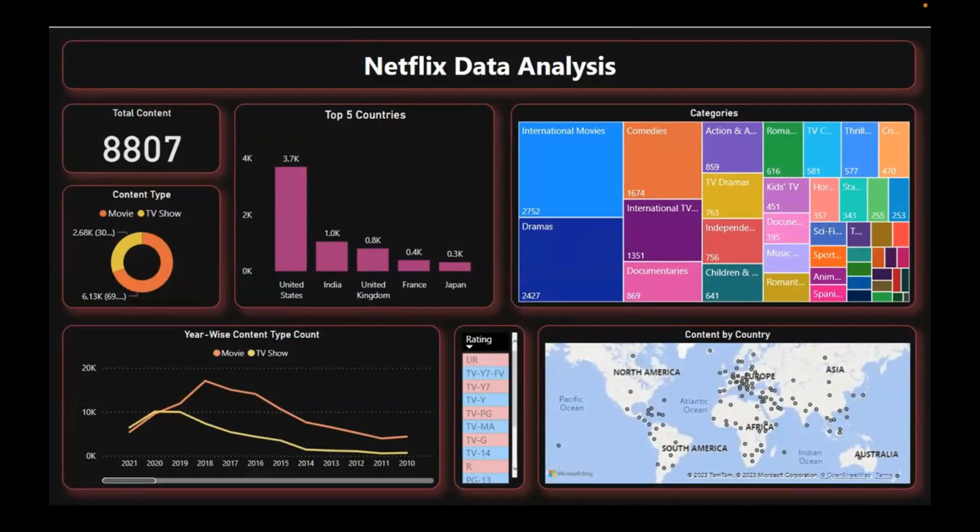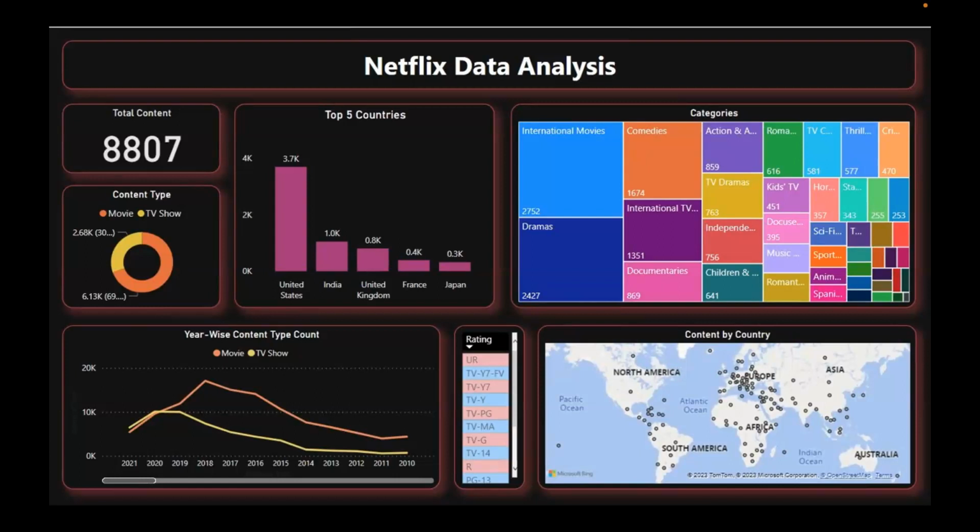And there is a year-wise content chart as well. If you see, from 2010, the amount of data is increasing until around 2018 or so. And then there's a drop in 2020 and 21. And this is possibly due to COVID, where not many movies were getting released.